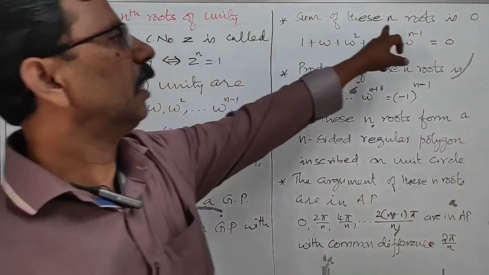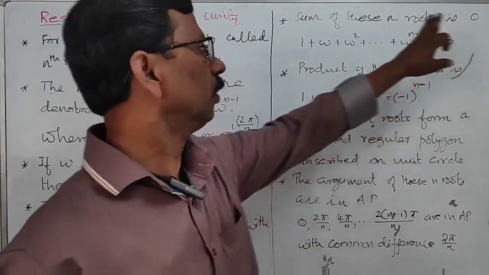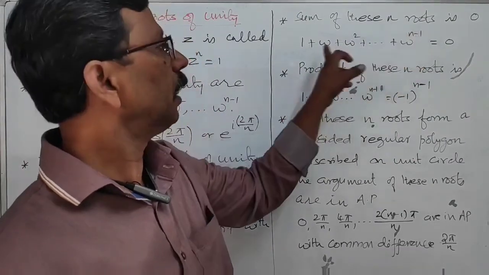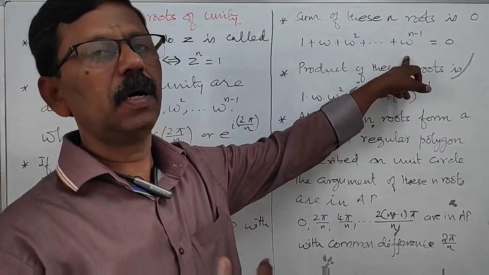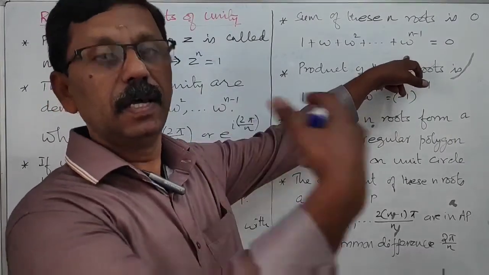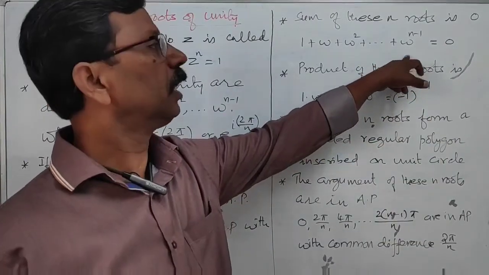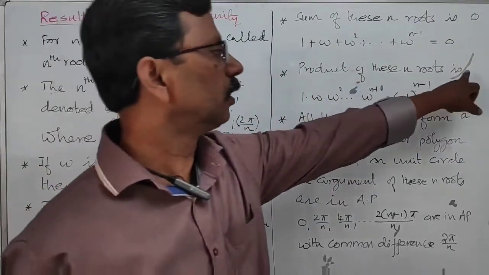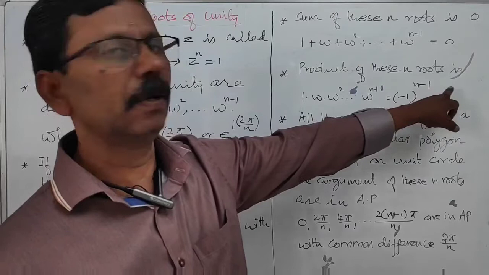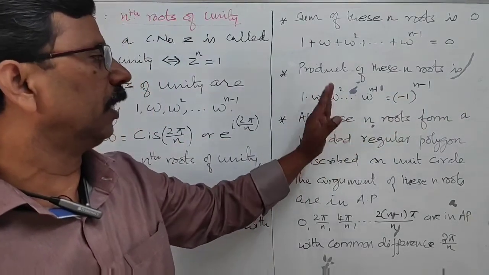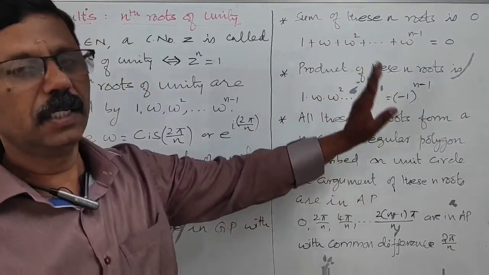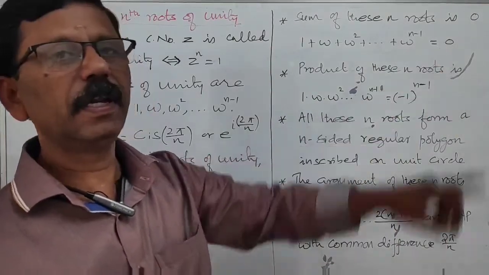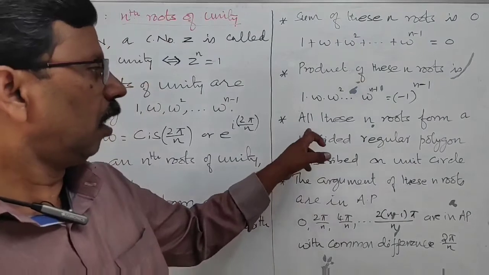Likewise, the sum of these n roots is nothing but 0. That is, 1 plus omega, etc., plus omega power n minus 1. Here we use the formula for the sum of n terms of a geometric progression, and after simplification we get 0. Then the product of these n roots is minus 1 power n minus 1. That is, 1 into omega square, etc., into omega power n minus 1 is equal to minus 1 power n minus 1.